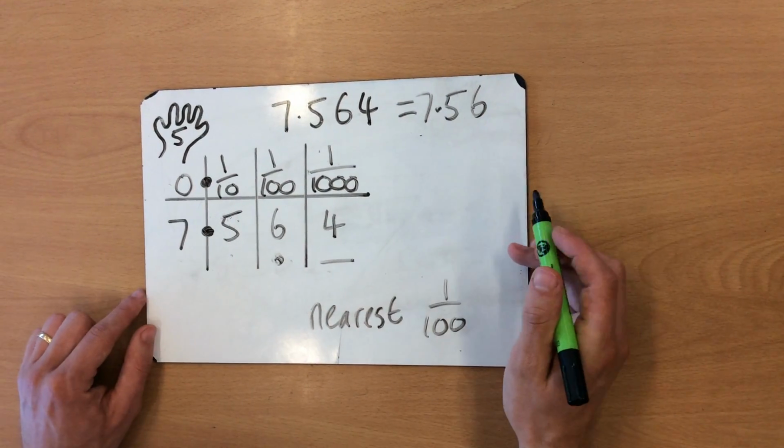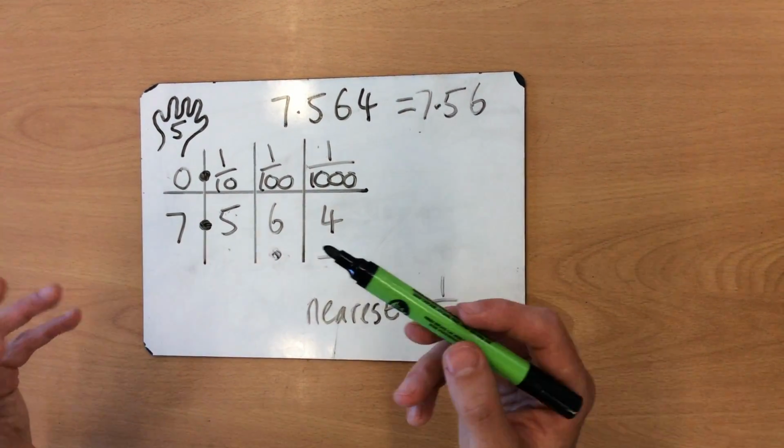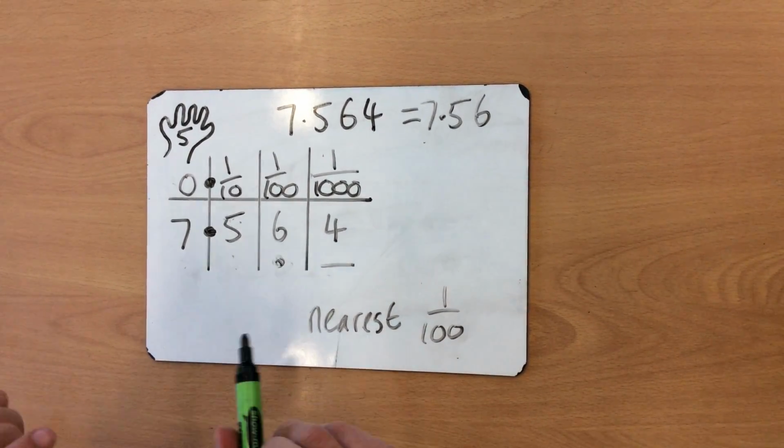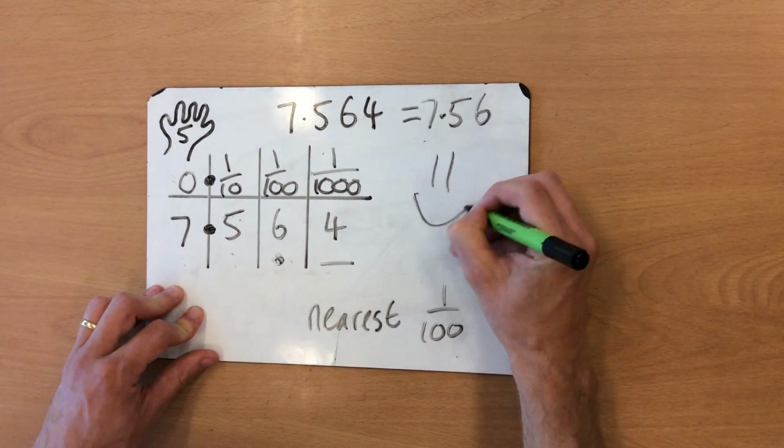So there you are, Year 5s. That's how you round a decimal to the nearest whole number, tenth, and hundredth. Have a really good day, everyone, and enjoy your work today with decimals.